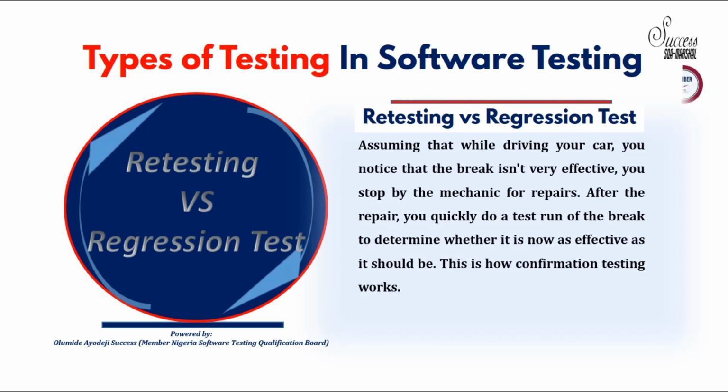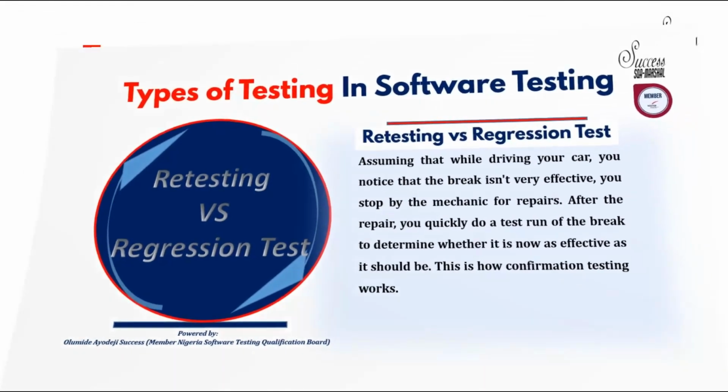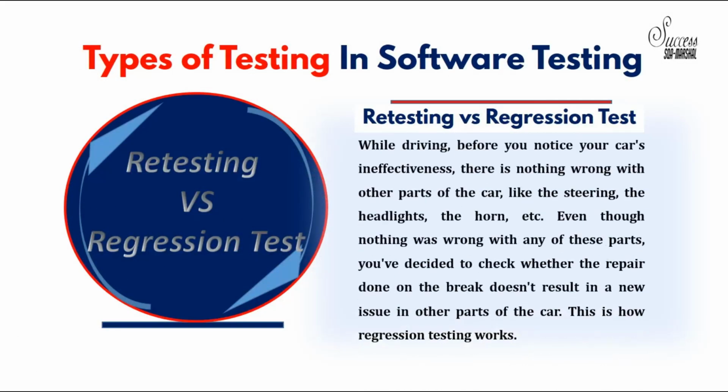Now, how does regression testing work? What's the difference between this and retesting? Regression testing, on the other hand, let's look at this scenario. While driving, first you notice your car brakes' ineffectiveness. There is nothing wrong with the other parts of the car, right? Like the steering, the headlights, the horn, etc. Even though nothing was wrong with any of these parts, you decide to check whether the repair done on the brake doesn't result in a new issue in other parts of the car. This is how regression testing works.